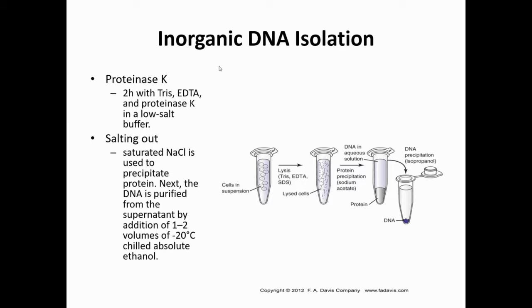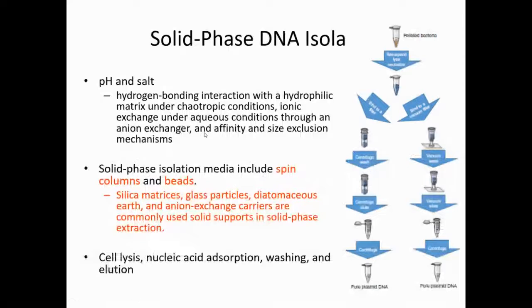So you have a saturated sodium chloride. You use that to precipitate the protein. And then the DNA is purified from the supernatant by using 1 to 2 volumes of minus 20 degrees ethanol. Then the pure DNA can be obtained. Okay, so that's the salting out. Those are two different methods for inorganic DNA isolation.